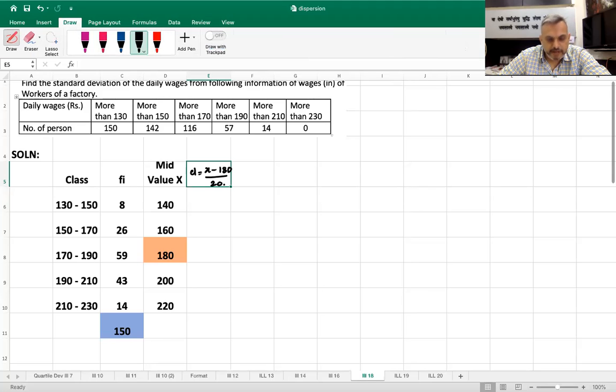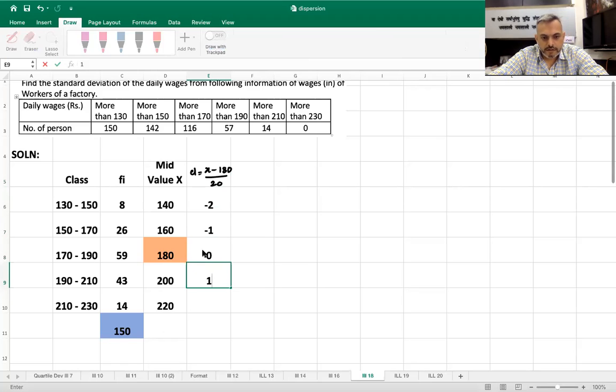Upon 20, class length is 20. So you write 0 over here, minus 1, minus 2, 1, and 2. Now you have D, you have frequency.